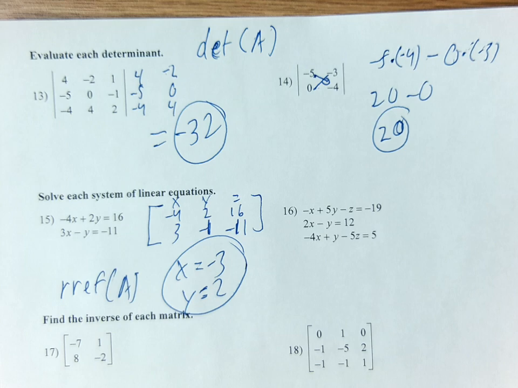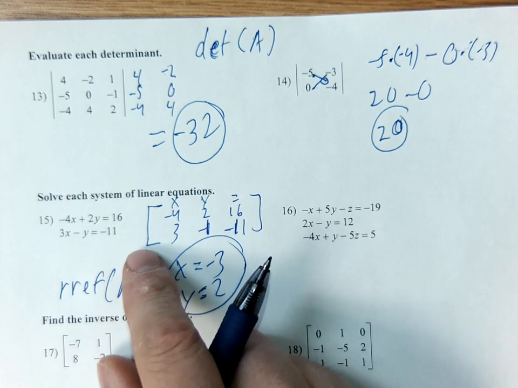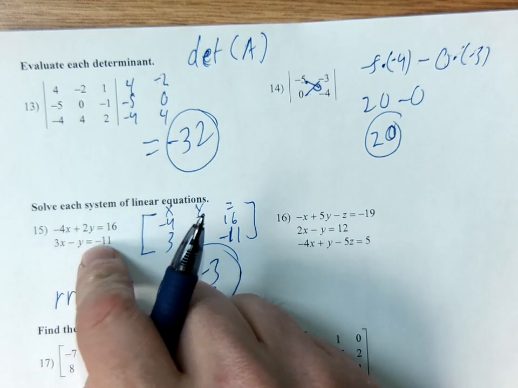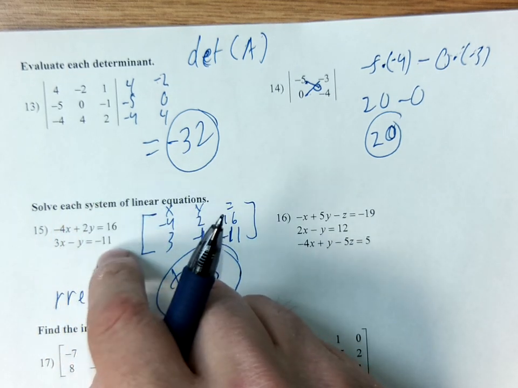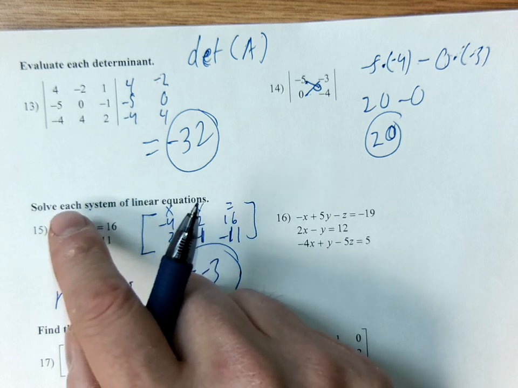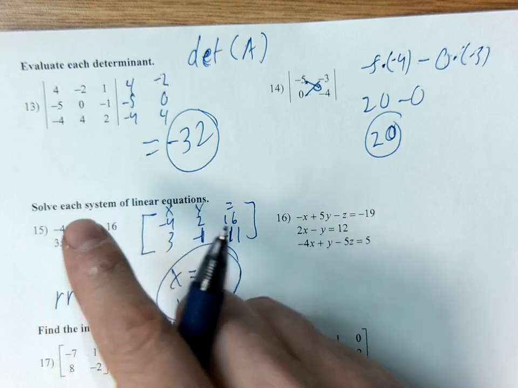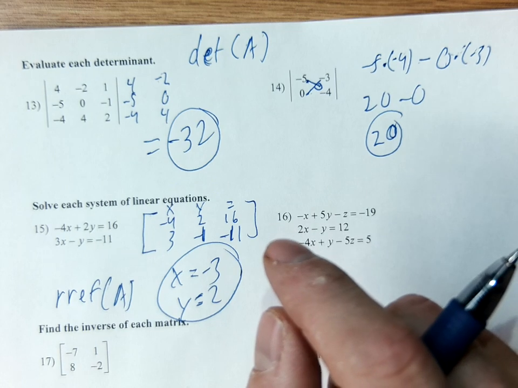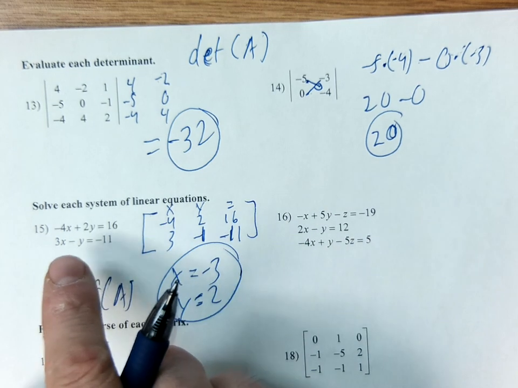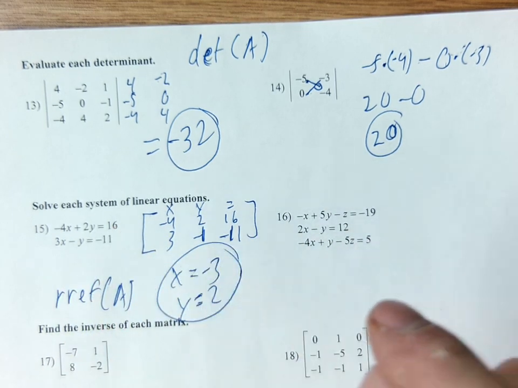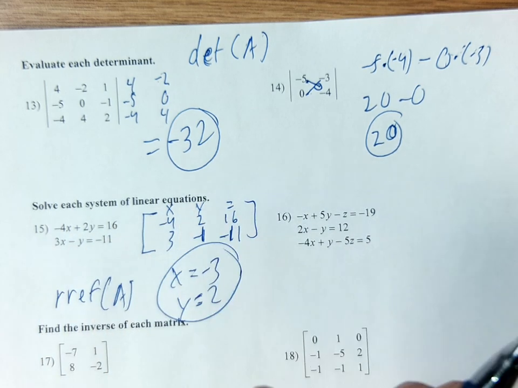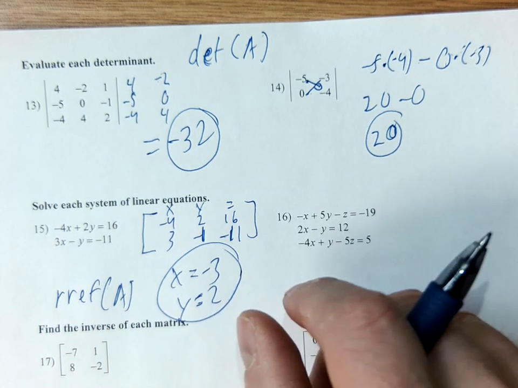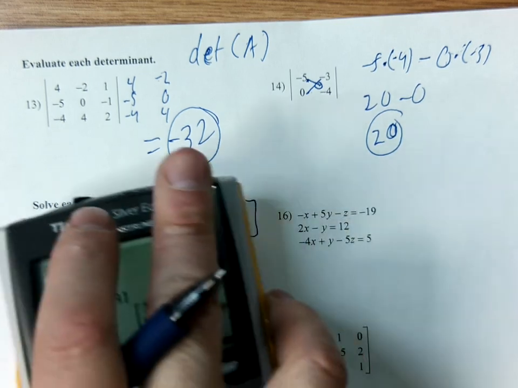You can also do these by hand. You don't have to use a matrix on this one. So you can double the bottom equation and add. So if I doubled the bottom, it would be 6x minus 2y equals negative 22. So we would add them together, we get 2x equals negative 6, and 2 into negative 6 is negative 3. And then after we find negative 3 for x, we put it in, we find y.